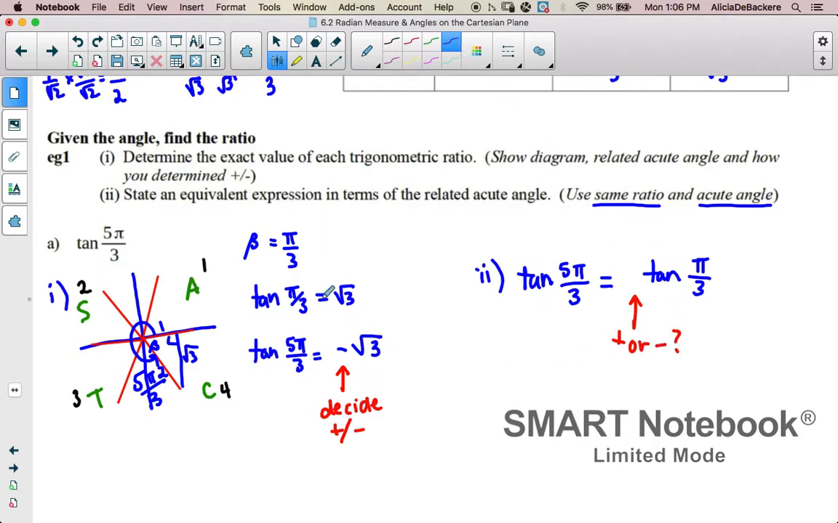And here we've already decided that over here. I know that when I looked at my related acute angle beta, the ratio came out as positive, and that when I looked at the actual angle 5 pi by 3, the ratio came out as negative. So in order to make these two answers equal, I would have to take the related acute angle ratio and make it negative.